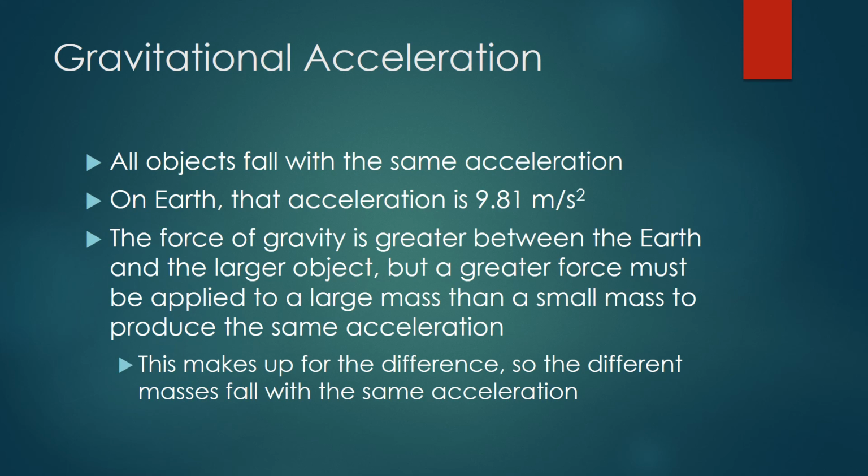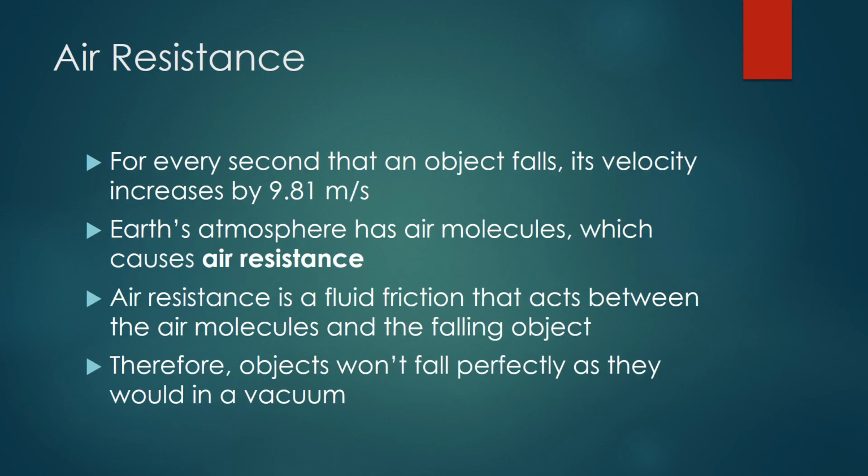So it takes more force to get that object to move, but the weight behind it is the force that's causing it to fall. So it all balances out to being the same exact acceleration, even though on Earth things don't always hit at the exact same time. They're accelerating at the same rate, but they're not hitting at the exact same time. Now, the reason that happens is due to something called air resistance.